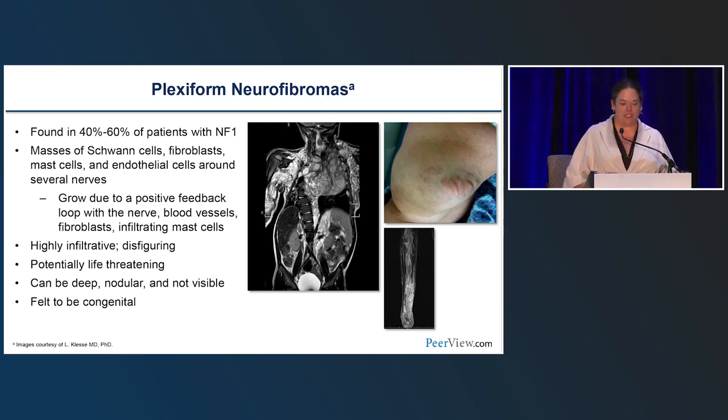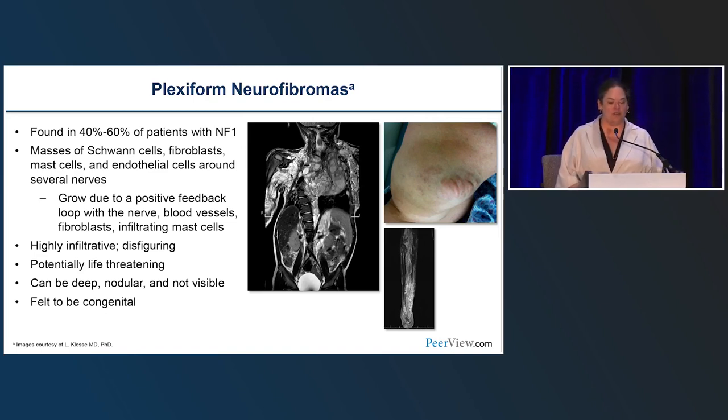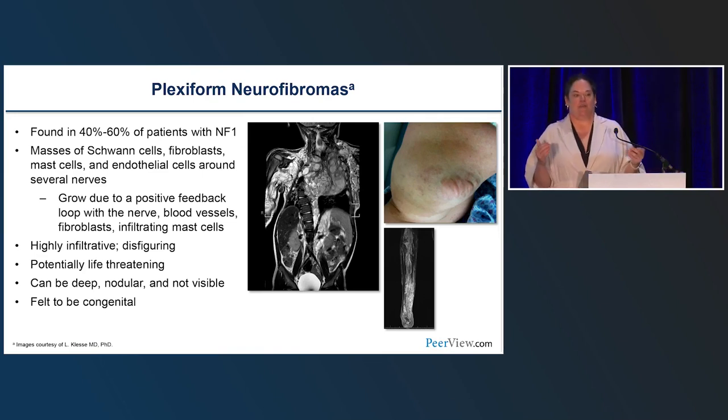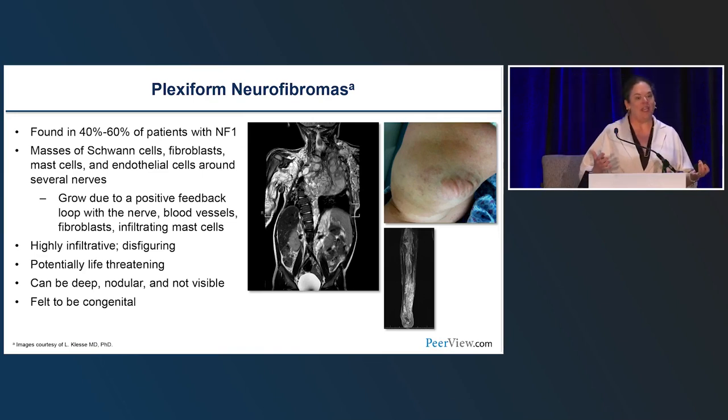If you see my poor patient up here, all of this is plexiform neurofibroma, with a pretty significant scoliosis curve as well. They can be visible on the skin, but they also can be deep, nodular, and not as visible. And we really think these are congenital, meaning you get that second hit early and they grow over time.